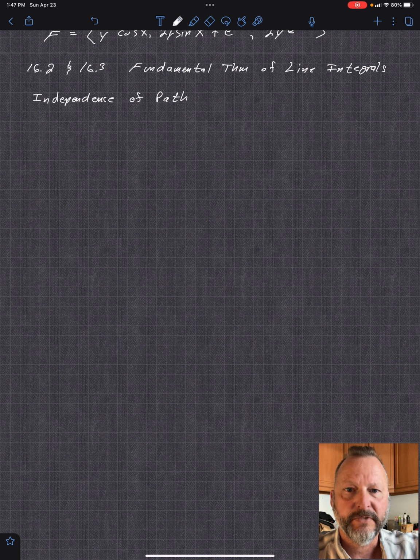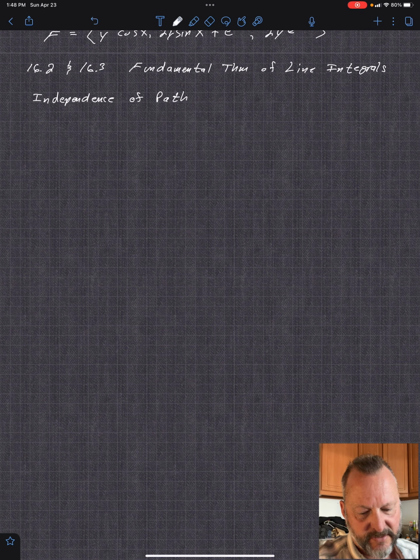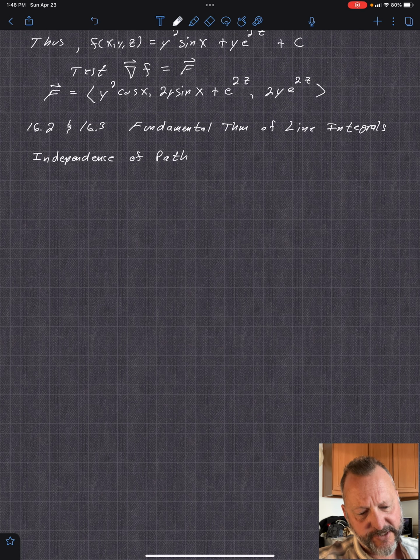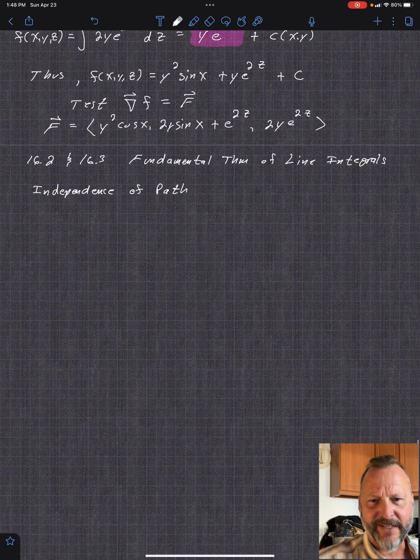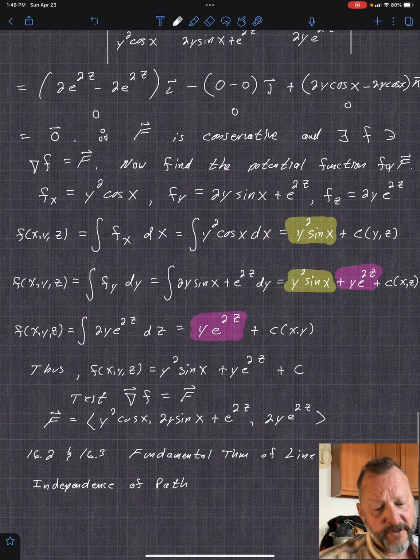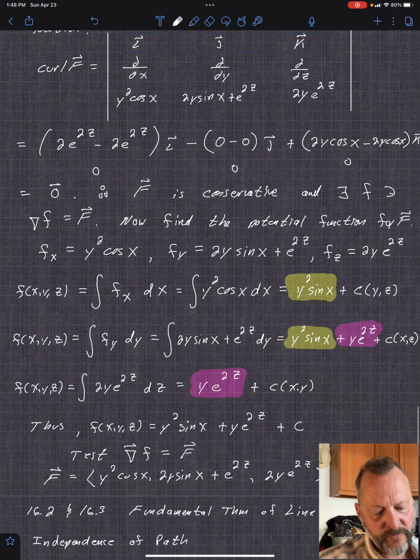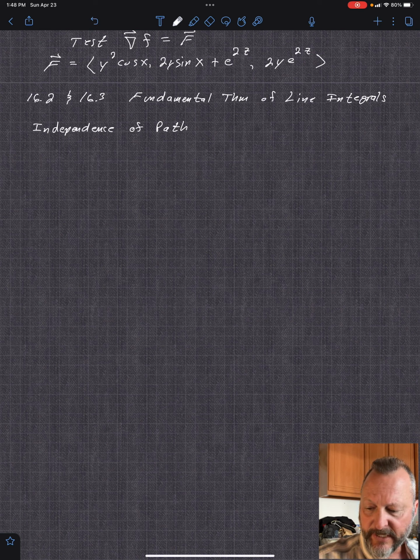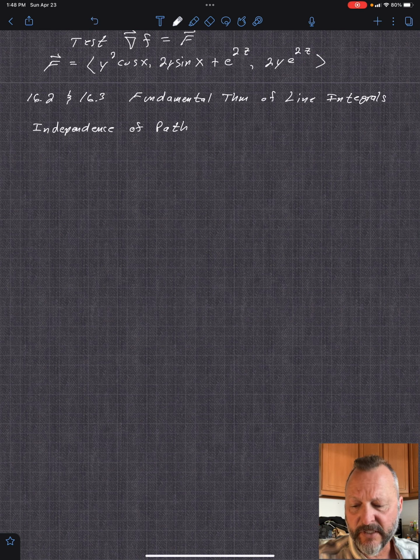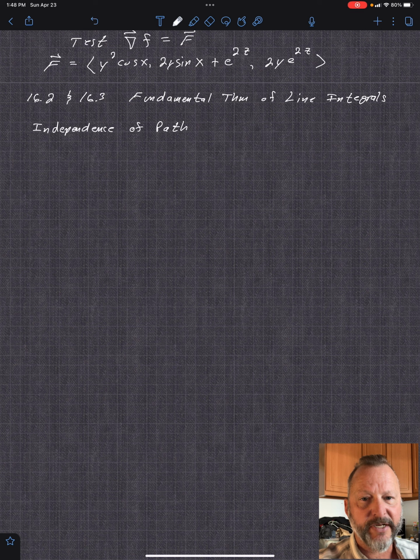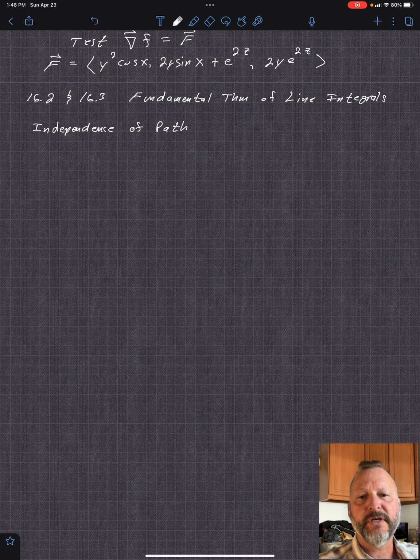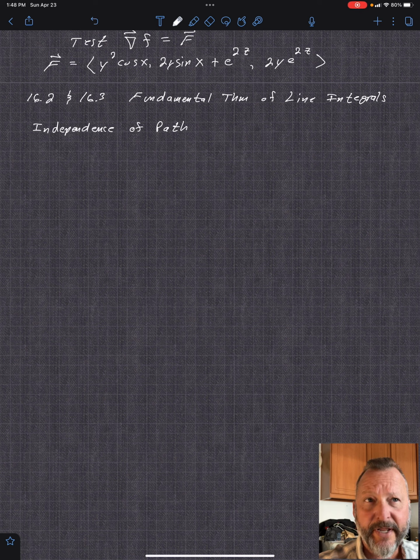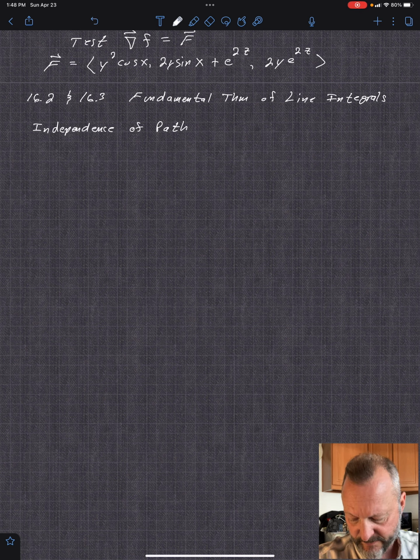So let's take a look. We just did the example, which is kind of like the homework example, what you would do on finding a potential function. Make sure you know how to do that. Let's go on to the independence of path concept and the fundamental theorem of line integrals. We won't spend a lot of time on it, I just need you to be aware of it.